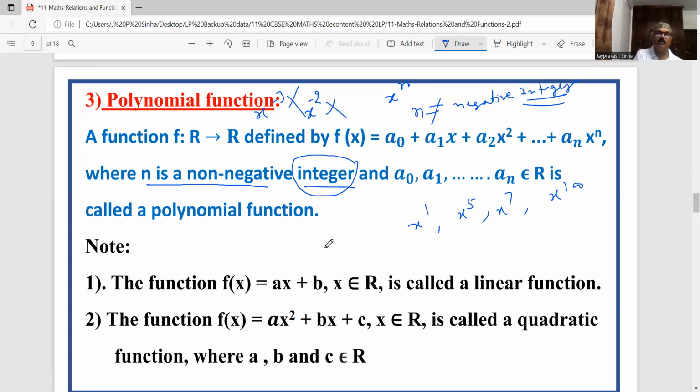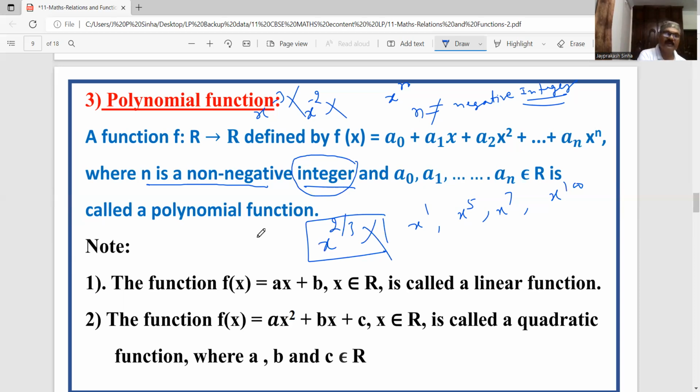Correct? A fraction is not allowed. You cannot write it like x to the power 2 by 3. So that will not remain a polynomial. If it is a polynomial, then the form of the polynomial is f of x is equal to a0 plus a1x plus a2x square plus ... plus an x to the power n, where n is a non-negative integer. Remember, non-negative integer. n should not be negative and n should not be a fraction.